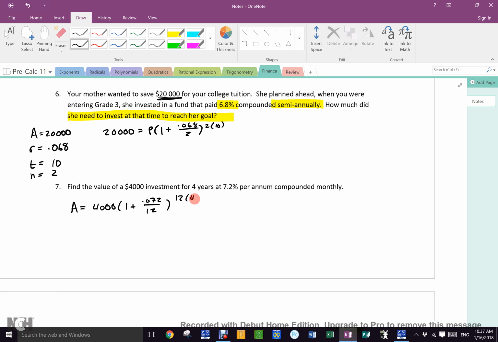Do those 3 now to make sure you're good with your calculator. And then if you are, yeah, go.